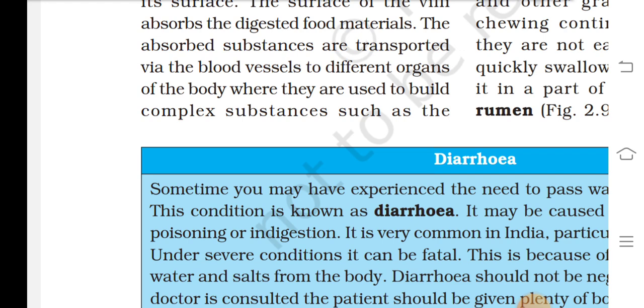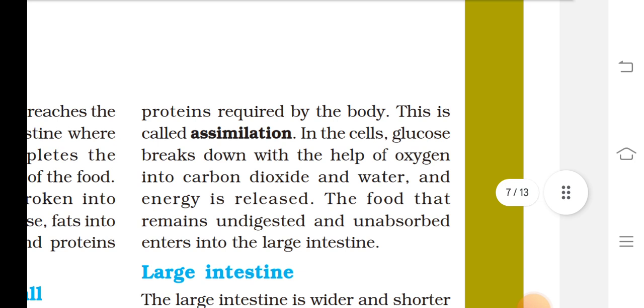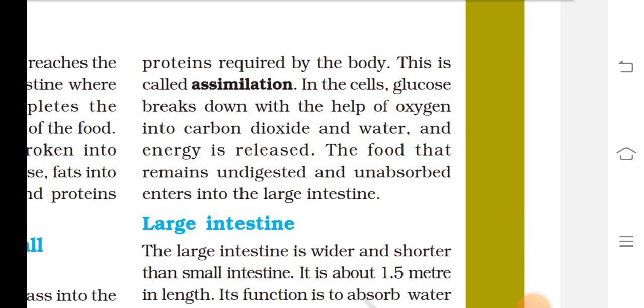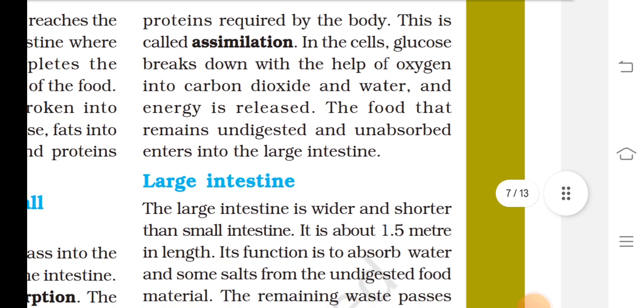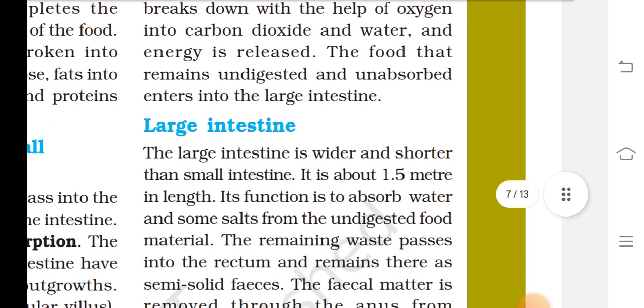used to build complex substances such as the proteins required by the body. This is called assimilation. In the cells, glucose breaks down with the help of oxygen into carbon dioxide and water, and energy is released.